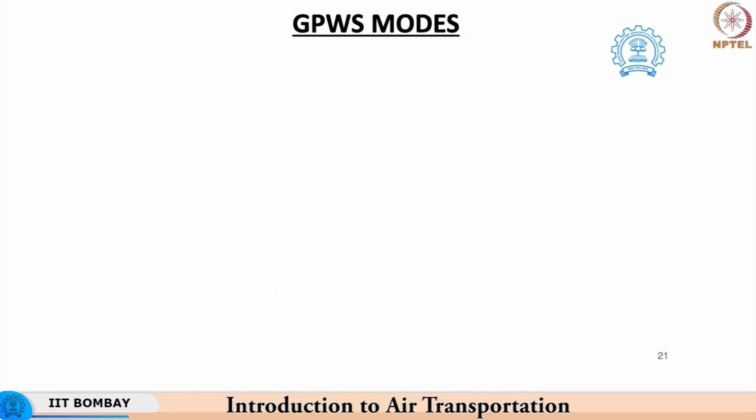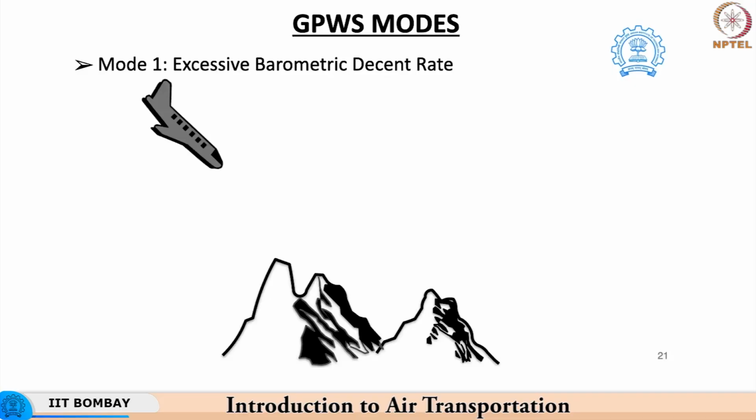So now we understood how the GPWS system actually works. Based on the different types of hazardous flight conditions that an aircraft can come about when very close to the ground, there are different modes of GPWS warnings. The first mode, mode 1, basically pertains to the excessive barometric descent rate.